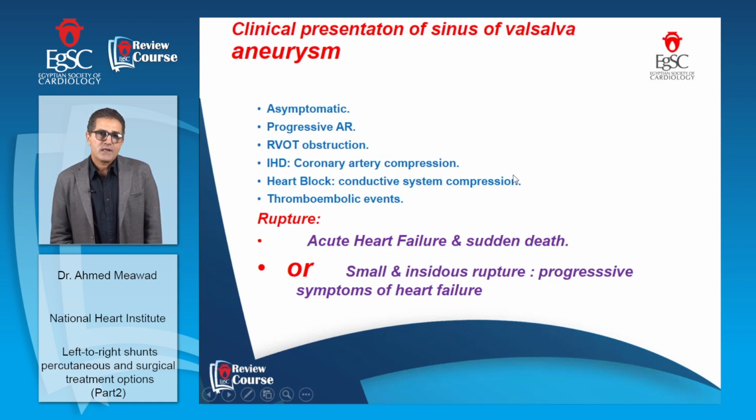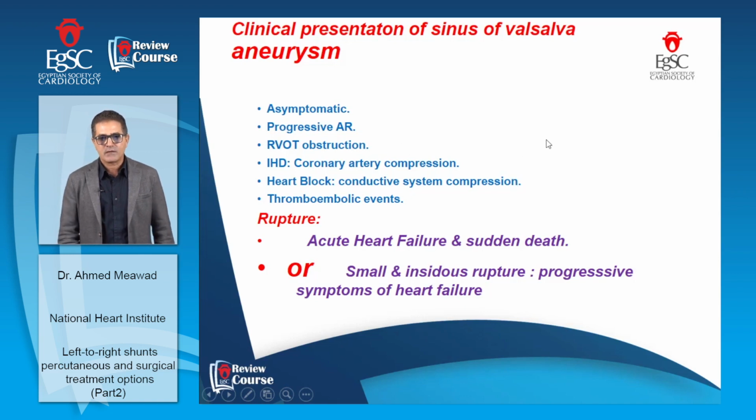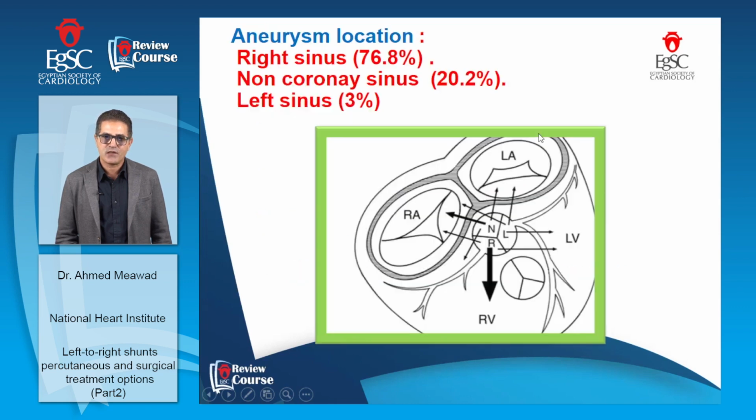The sinus of Valsalva aneurysm, if it ruptures acutely, causes acute heart failure and sudden death. Or if it is a small and insidious rupture, it causes progressive symptoms of heart failure. Mainly, the site of rupture is from the right coronary cusp into the right ventricle, followed by the non-coronary cusp into the right atrium. Other sites are rare.